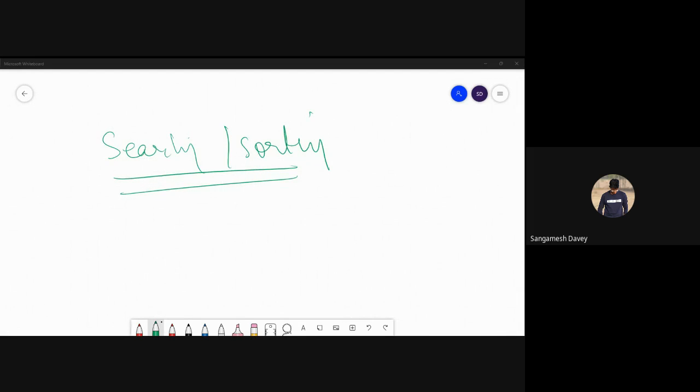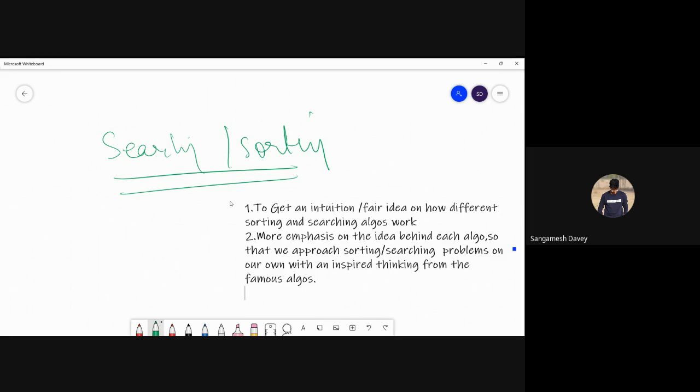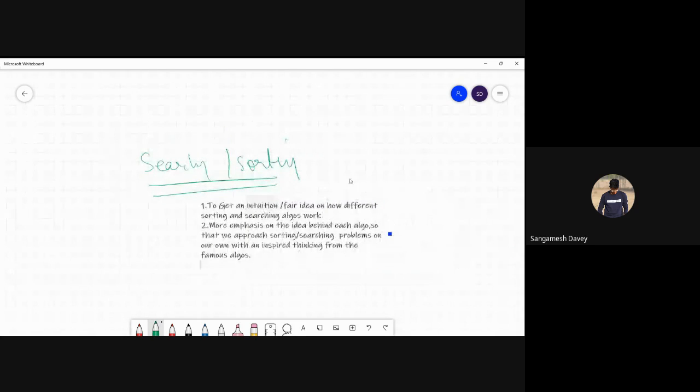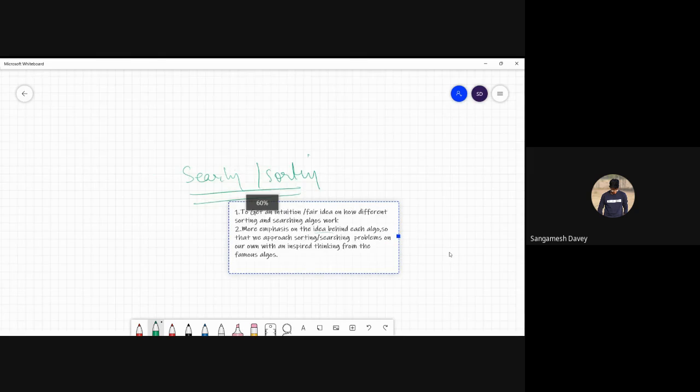What is the main agenda of today's session? The main agenda of today's session is to get an intuition of all the algorithms, a fair idea on how different sorting and searching algos work. Also, emphasis on the idea behind each algo. Obviously, in the computer programming world, they won't simply ask you to do merge sort. There'll be a problem inspired from the idea behind merge sort or quick sort or whichever sorting algorithm, right?